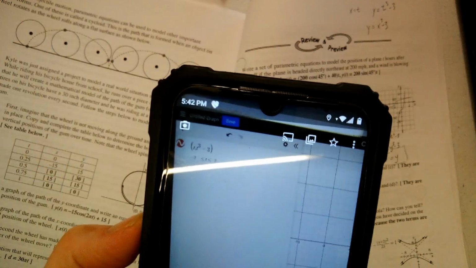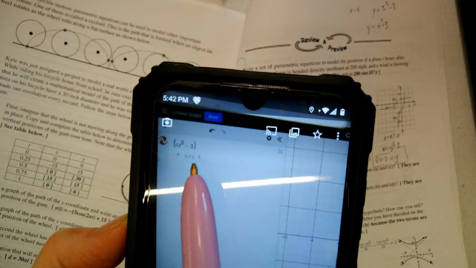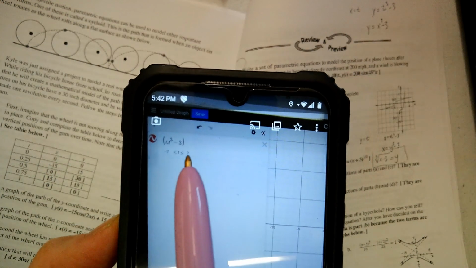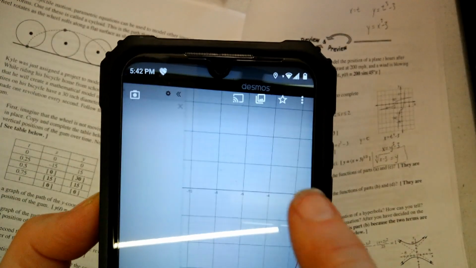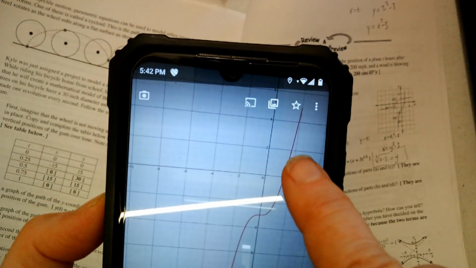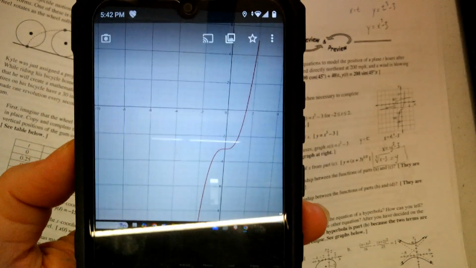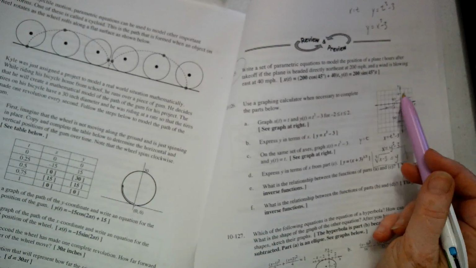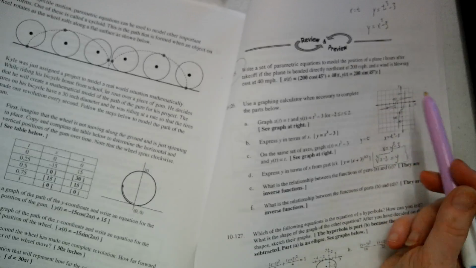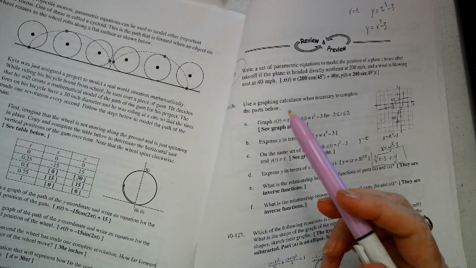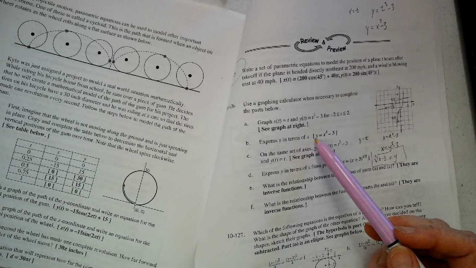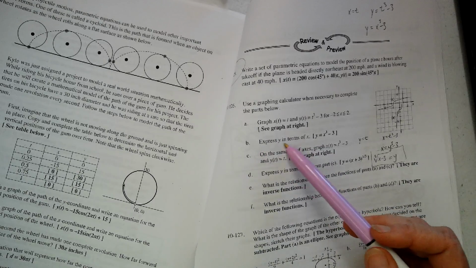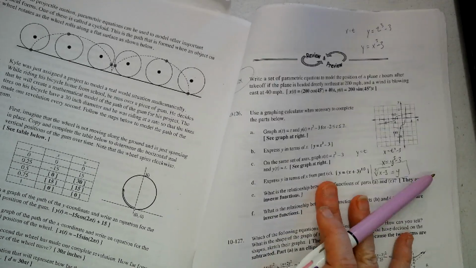Let me autofocus again. There you go. And this will pop up down here, and you can say what values you want. And it ended up looking like that. And so we used our graphing calculator for that. That's probably this one in the answer key. And then letter B says express y in terms of x.